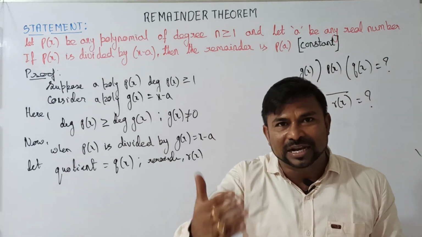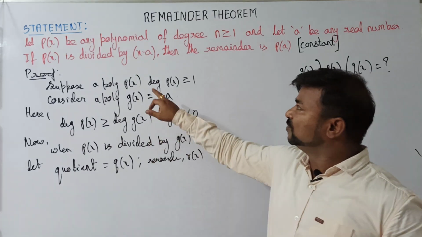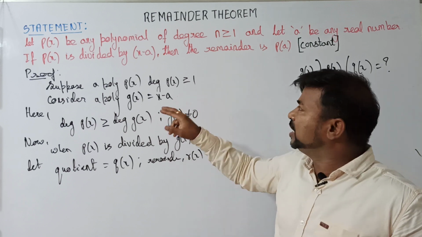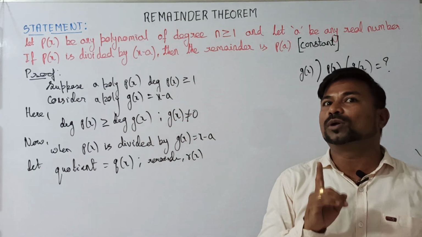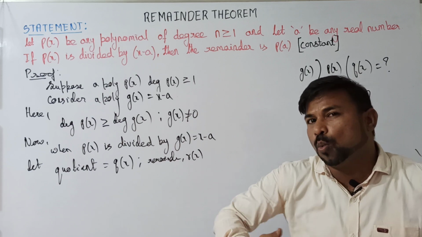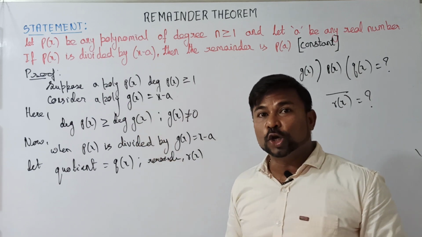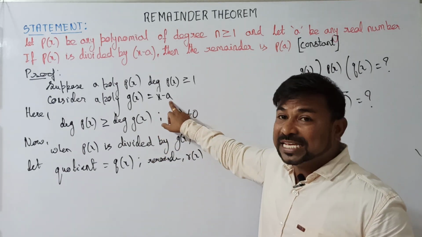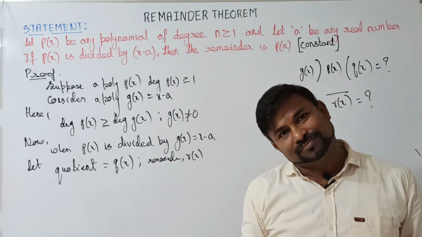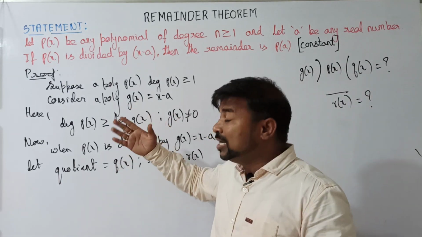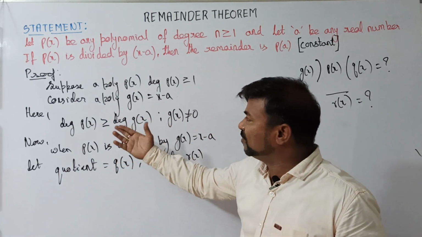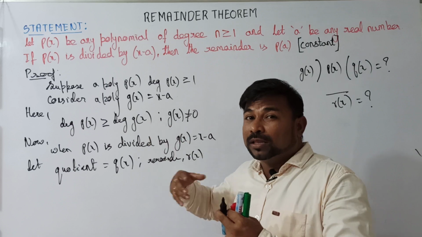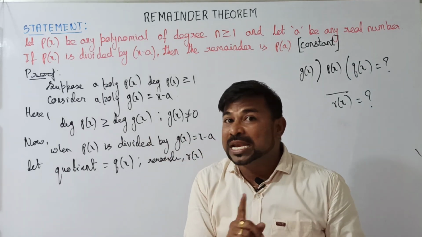So let us recall. What is the first point we have taken? We have taken polynomial p of x. What's the degree of that? The degree of p of x should be greater than or equal to 1. We have also considered a polynomial g of x, and we have taken g of x as x minus a. Of course, that a is nothing but the real number we have taken. Now, the tricky part: the degree of p of x should always be greater than or equal to 1, and g, the one which is dividing, should never be 0.